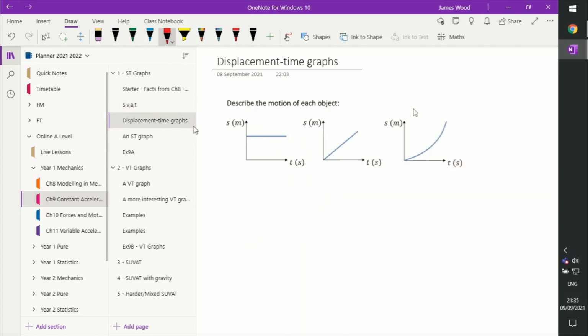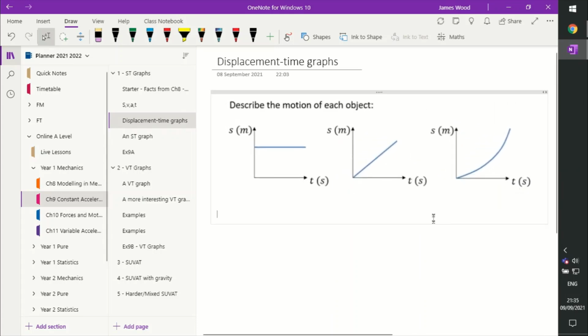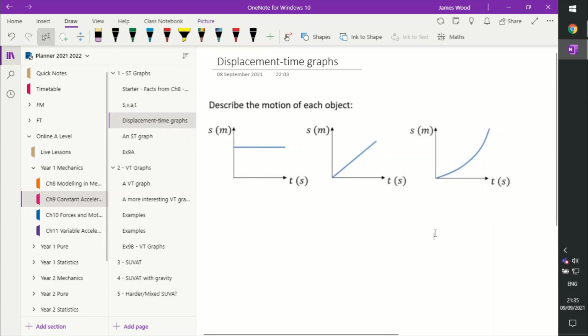Here I've got 3 displacement time graphs. So I've got s on the y-axis measured in meters, and then I've got time on the x-axis measured in seconds. Now let's just think about what's going on in each of these contexts. In the first one, the displacement is not changing. If it's a flat line, the displacement is staying the same. So this object is at rest.